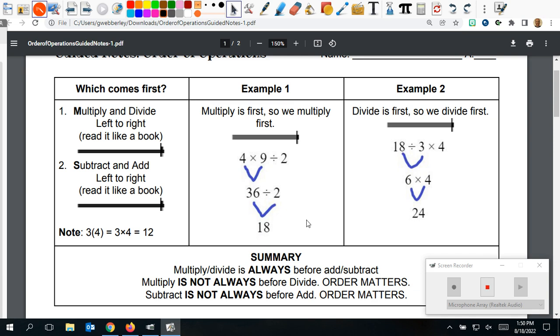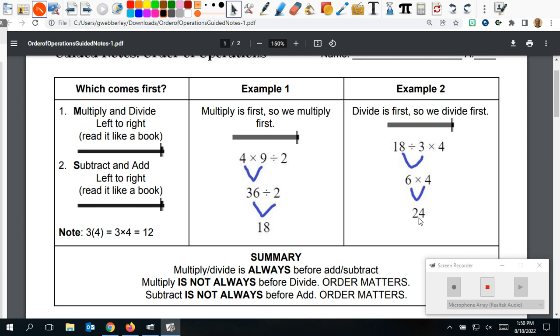In this one, you're going to go left to right, even though the divide is first. You're going to divide first and then multiply. So 18 divided by 3 is 6, then 6 times 4 gives us 24 for the answer. If we had multiplied first and got 12, you'd be doing 18 divided by 12, and that is not 24. So you would get a different answer.